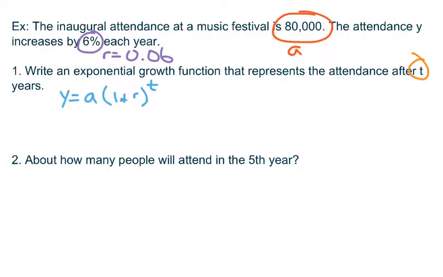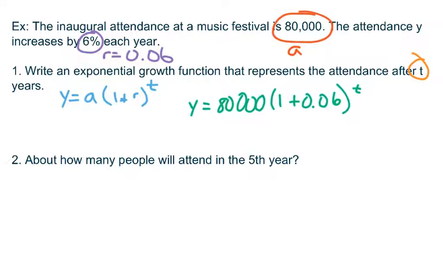Let's plug in everything that we know. We'll do this in green here. So we don't know y, we do know a, that's 80,000. 80,000 times 1 plus, we do know r, that's 0.06, but we don't know t, so we're just going to put the t power.